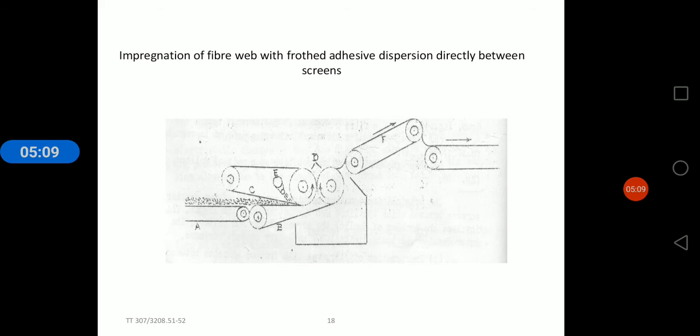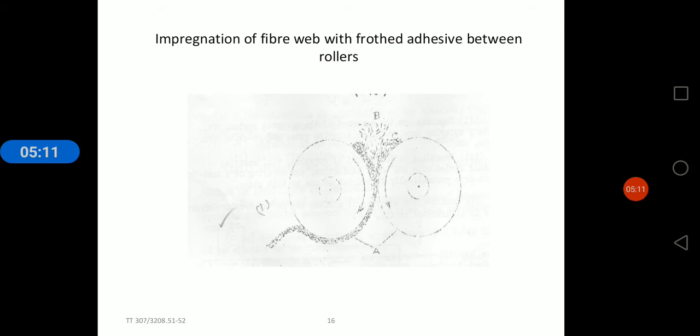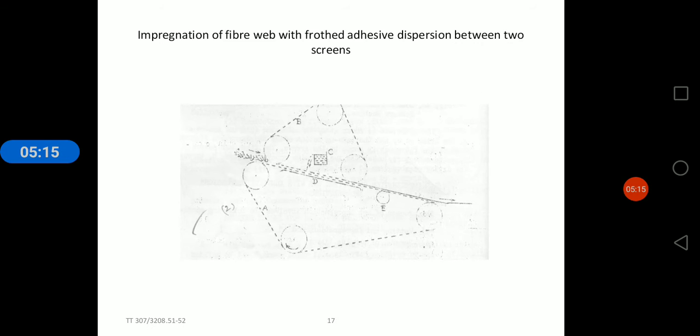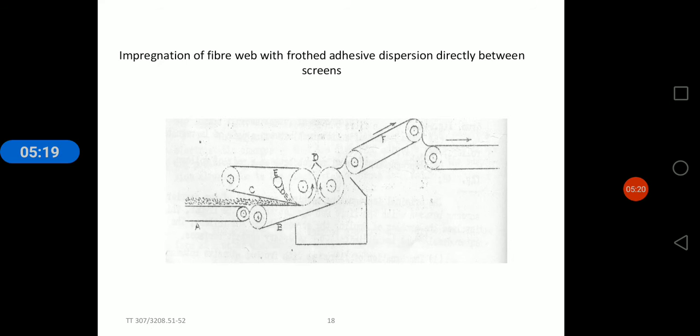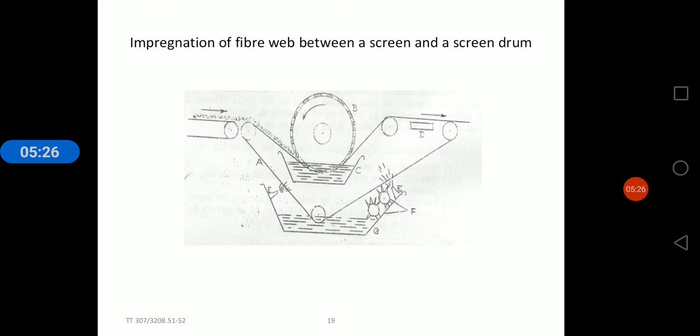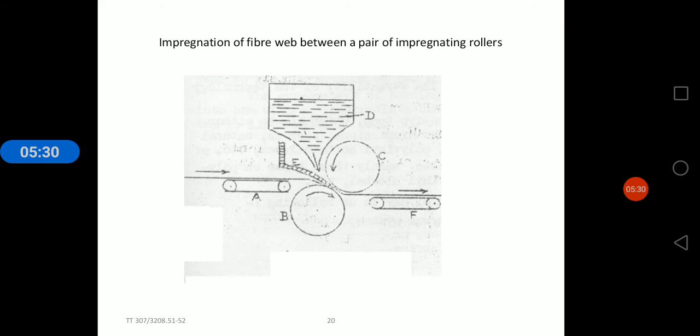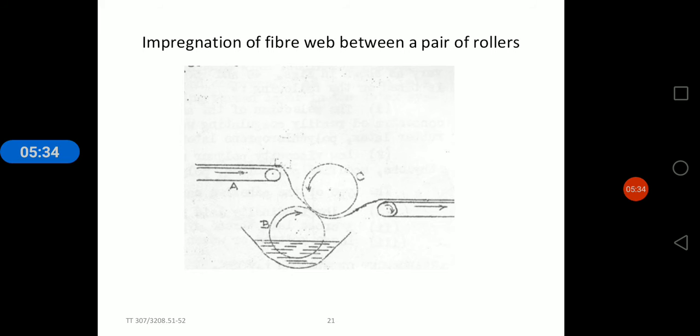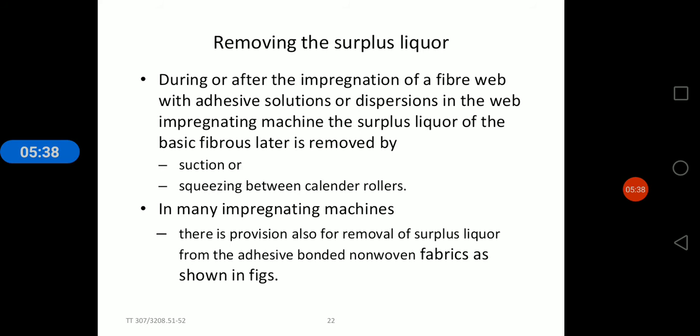First of all, the first figure is the impregnation of fiber web with frothed adhesive between rollers. The impregnation of fiber web with frothed adhesive dispersion between two screens, and impregnation of fiber webs with frothed adhesive dispersions directly between screens. Impregnation of fiber web between a screen and a screen drum. Impregnation of fiber web between a pair of impregnating rollers. Impregnation of fiber web between a pair of rollers.